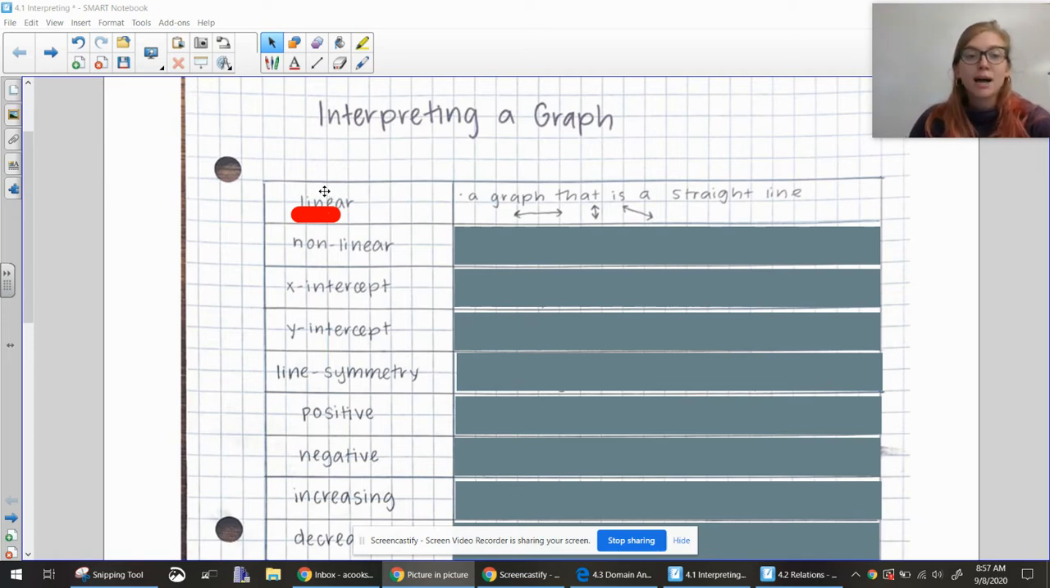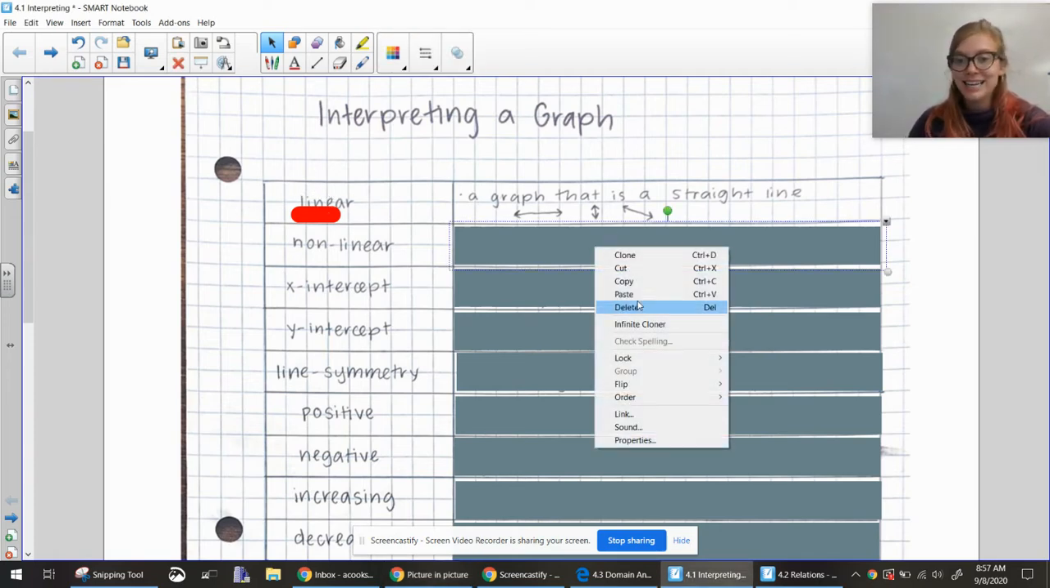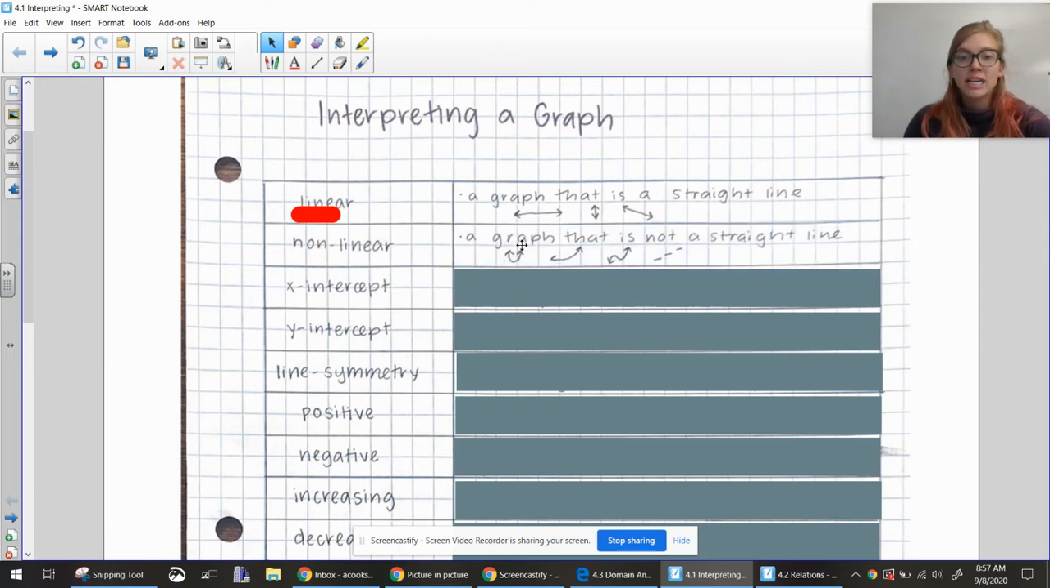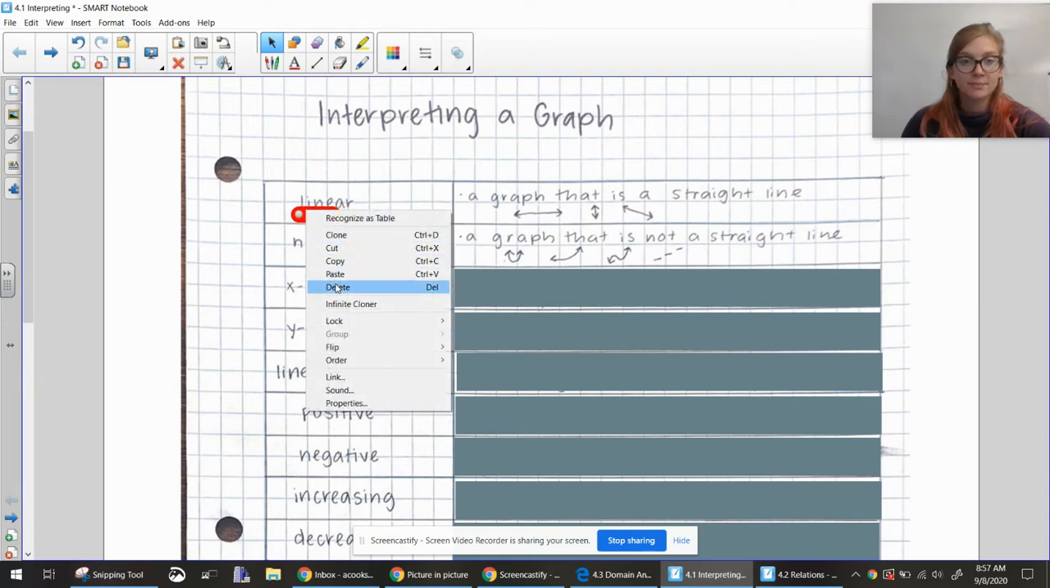Nonlinear is the opposite of linear, so it is not a straight line. So this could be any graph that's not a straight line. So here we have a quadratic function, an exponential function, a cubic function, or a piecewise function. It could also not fit in any of these categories whatsoever. Any graph that's not a straight line is going to be considered nonlinear.